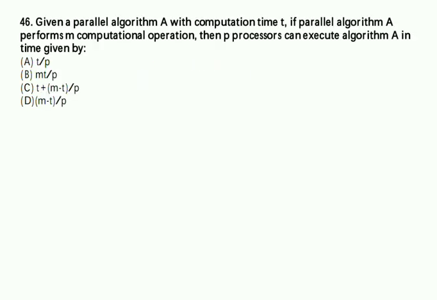Given a parallel algorithm A with computation time T, if parallel algorithm A performs M computational operations, then P processors can execute the algorithm in time given by. So here option C is the correct one. This is Brent's theorem. So this given theorem is called Brent's theorem. The formula for Brent's theorem is T plus (M minus T) by P.